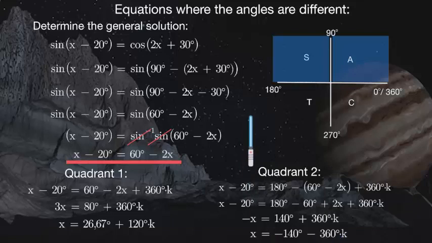So what is very important, when we have trigonometric equations where the functions have different angles, we're going to make use of reduction formula.